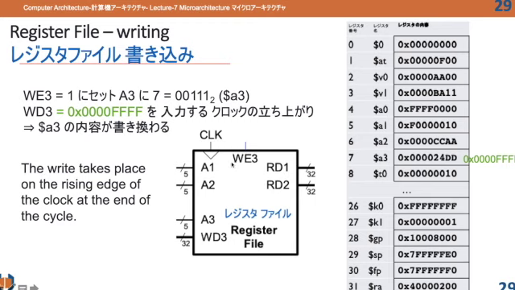So once you have this WE3 enabled, then you can write this value. If the WD3 value is this, you write it to A3. If the A3 is this value 111, so you will write this value to A3. That means the A3 value is overridden with this value. This works with the rising edge of the clock while this is enabled. So these are the two things, the read and write for this register.